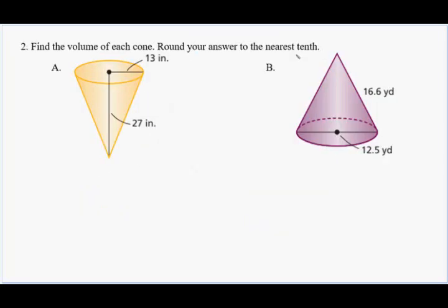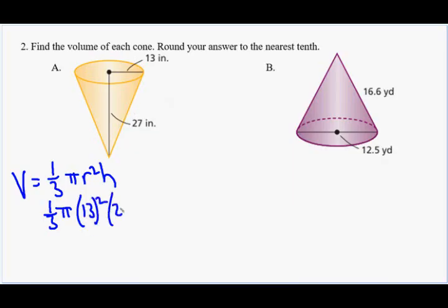All right, number 2, part A. Find the volume of the cone. First one should be a piece of cake. Our volume is 1/3 pi r squared h. In this case, they just gave us the radius. The radius is just 13. And the height is 27.